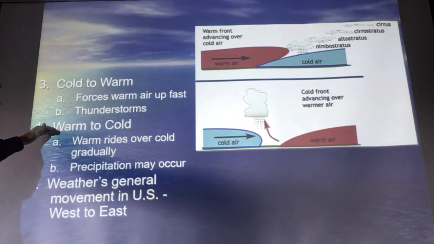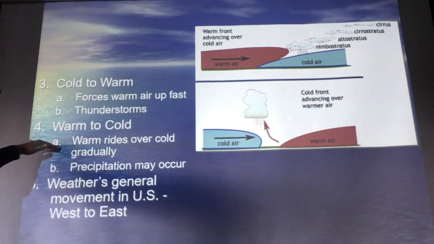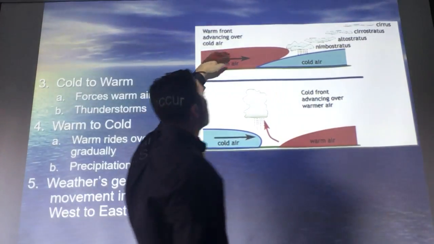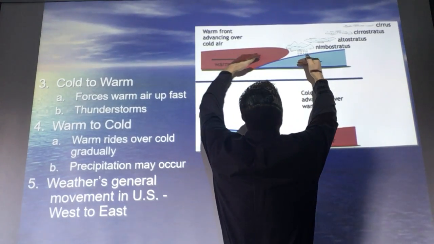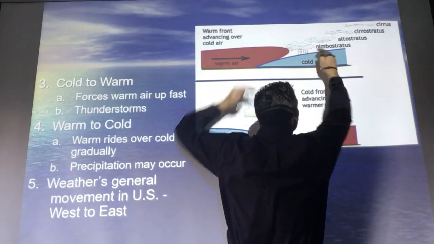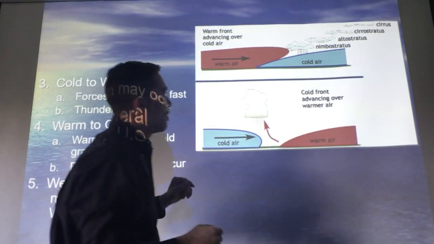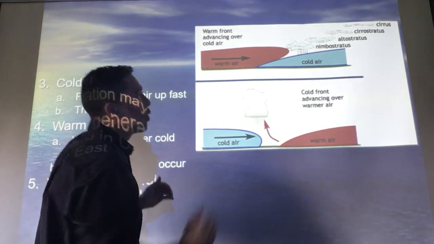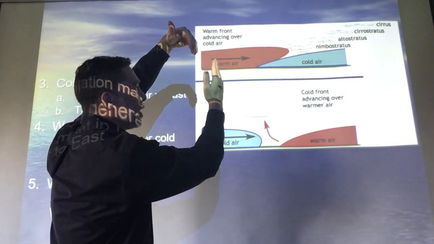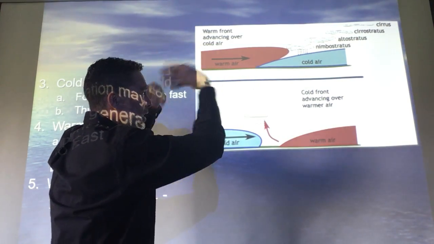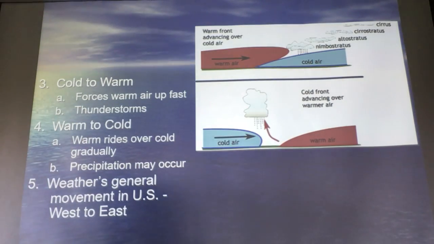Okay, warm to cold. The warm air rides over cold air gradually. Precipitation may occur. So you've got warm, moist air, and it hits that cold, and it kind of moves it a little bit, and you get rain, but you're not going to get the thunderstorm because it won't go up quickly. It has to go up quickly to have other cold air come down quickly, and then you get that rubbing effect to create static electricity and storms.